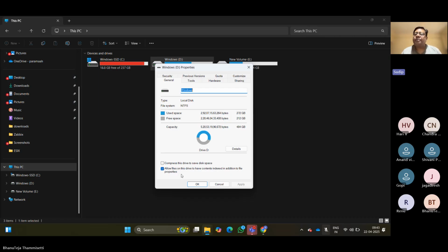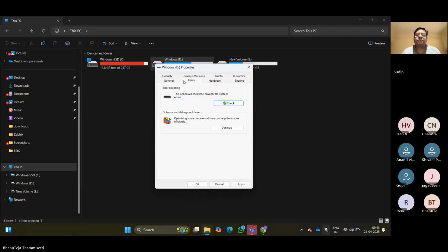Bhanu, can you go to the next tab called tools? Yes. So in this tools, you will see two sections here. One is called error checking and the second one is called optimize and defragment. Now, clicking any of these, you will not lose data, but these should be done carefully. Unless you understand what is happening in the backend, it is not advisable to run these two tools.